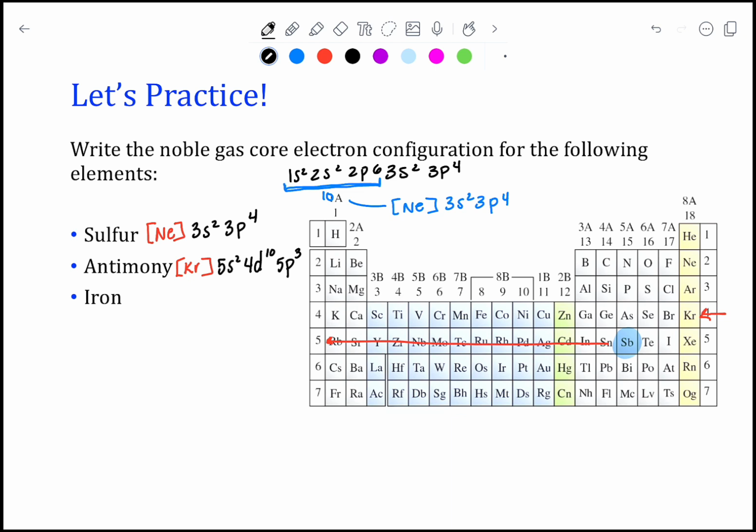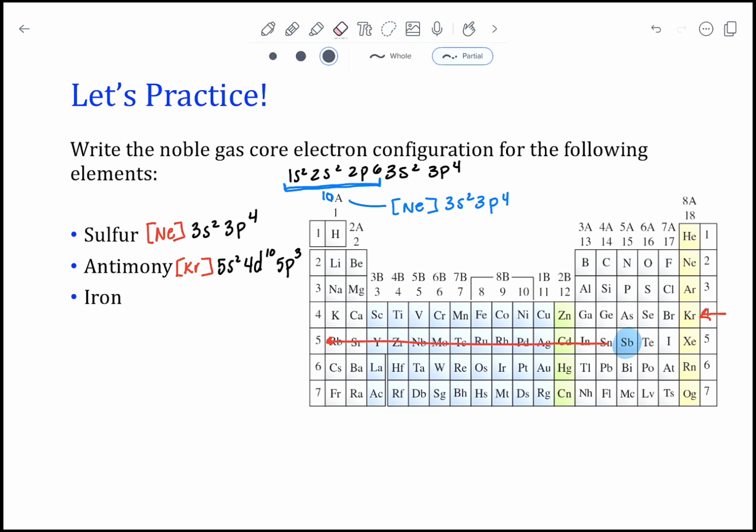If it feels like I'm going a little too fast, feel free to pause the video, write out the full electron configurations for each of these elements, find the overlapping electrons with the noble gases, cut those out, and put them in their little brackets so that it's easy for you to see it. Just like we did for sulfur.